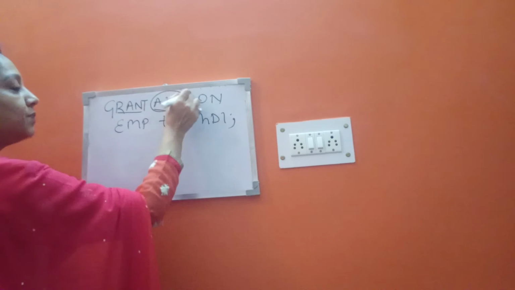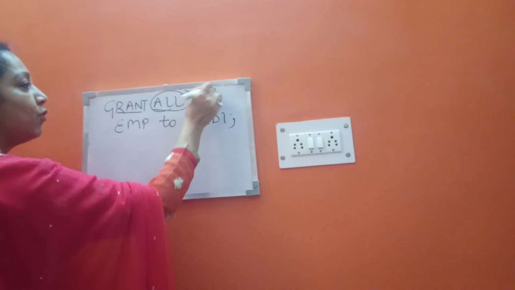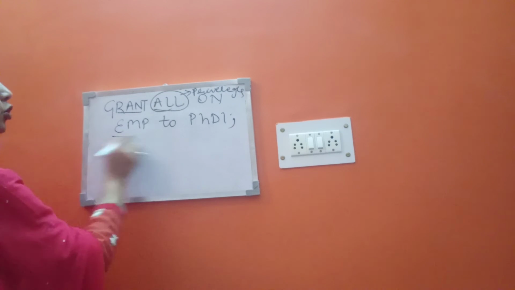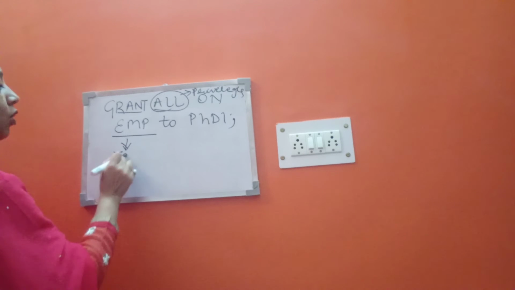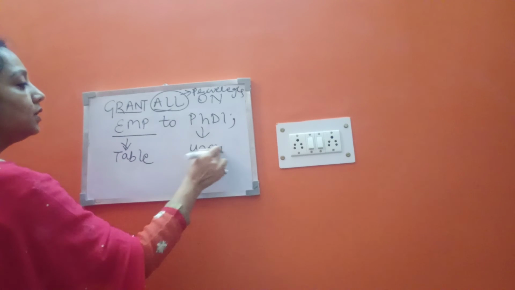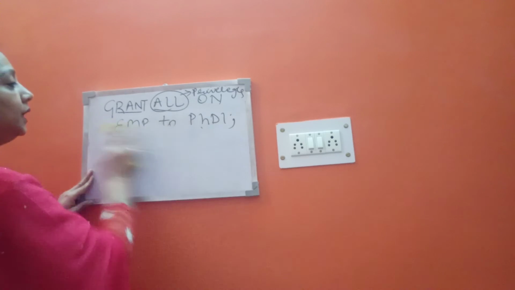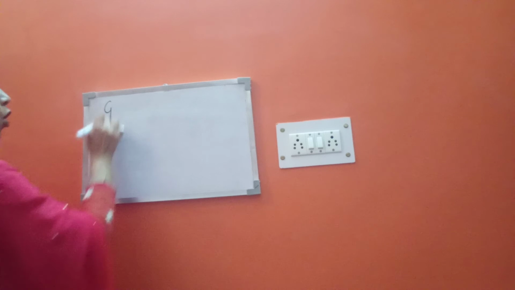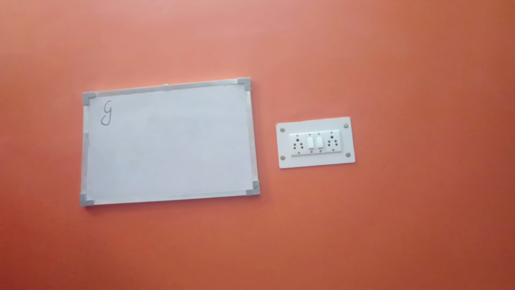Now there are no specific permissions or privileges. I say whatever privileges I have, assign all of them on which table? On the EMP table. To which user? To the user PhD1. Similarly, I can assign all the permissions to all users who are accessing the database, grant all of them all the permissions.